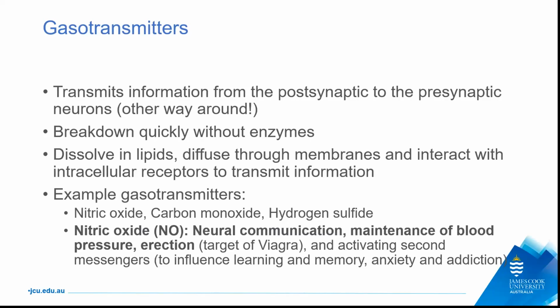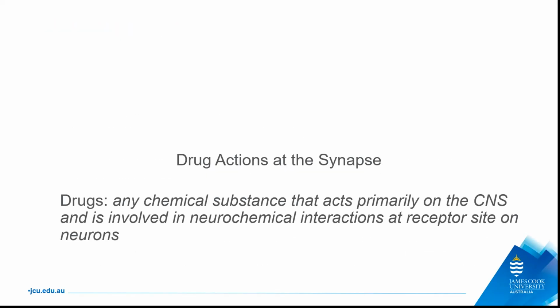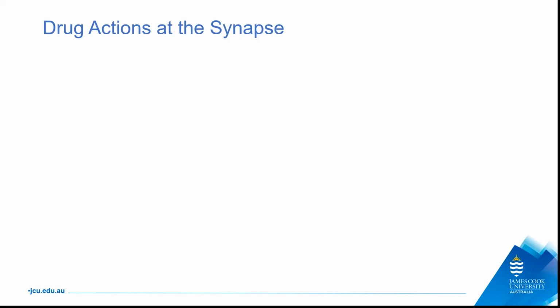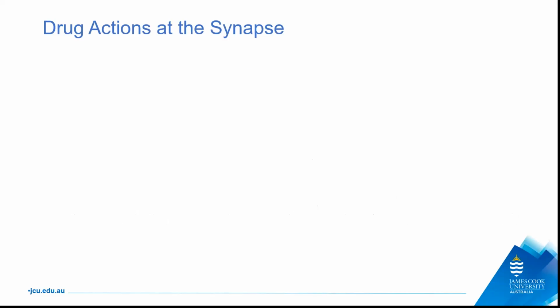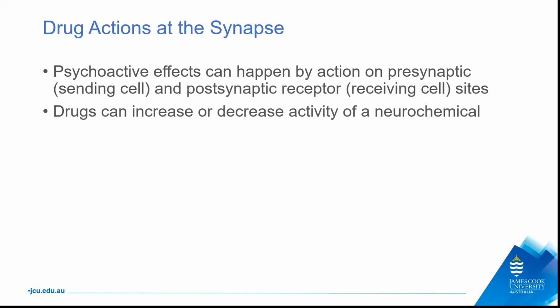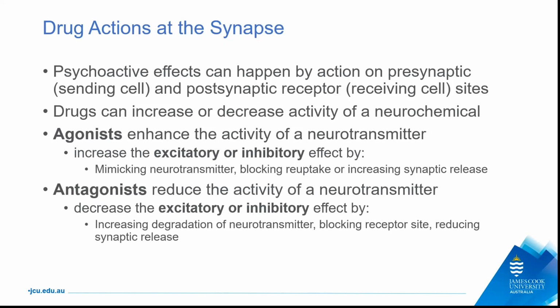Drug action in the synapse. So in the last 10 minutes, I will talk about this, which is highly useful for our tutorial. All these drugs can increase or decrease the activity of a neurochemical. So in a nutshell, what an agonist does is that it enhances the activity of a neurotransmitter, increasing the excitatory or inhibitory effect. And all these effects, I have a table in our tutorial, 2 slides. I will go into them in detail. Extremely important. And antagonists basically do the reverse.